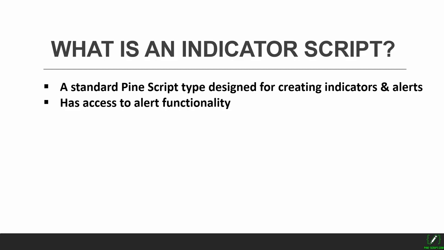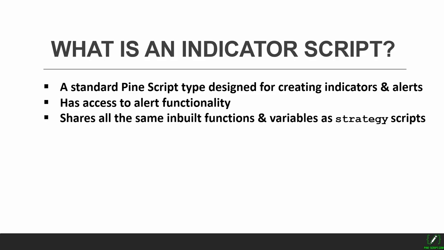So strategy scripts can technically generate alerts, but they don't have as much alert functionality as indicator scripts. So if you want to generate alerts to assist in your trading process, you will most likely be working with an indicator script. And indicator scripts share all the same inbuilt functions and variables as strategy scripts. So the two types have access to all of the same functions except for a handful of exceptions. For example, your indicator scripts cannot use any of the strategy commands. So you can't enter and exit trades. You don't have access to that code base in your indicator scripts.